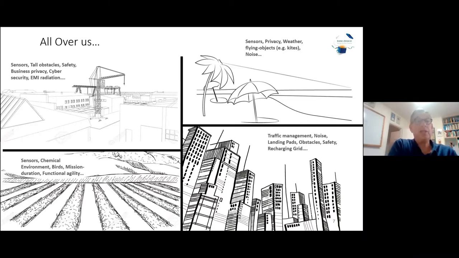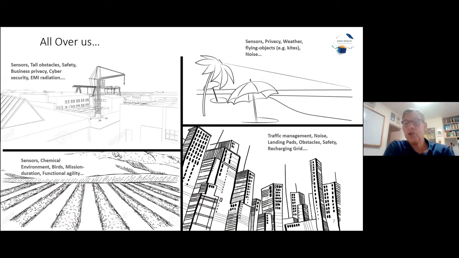There's a lot of business privacy because those drones are carrying sensors and they're flying all around. Obviously, when we talk about Industry 4.0, they can implement Trojan horses and other malware in terms of cybersecurity. There is EMI radiation in some of the industries, depending on the nature of the industry. The same for agriculture when they need to fly around birds. Mission duration, flying at night, functional agility, because sometimes they need to work here, sometimes they need to work there.